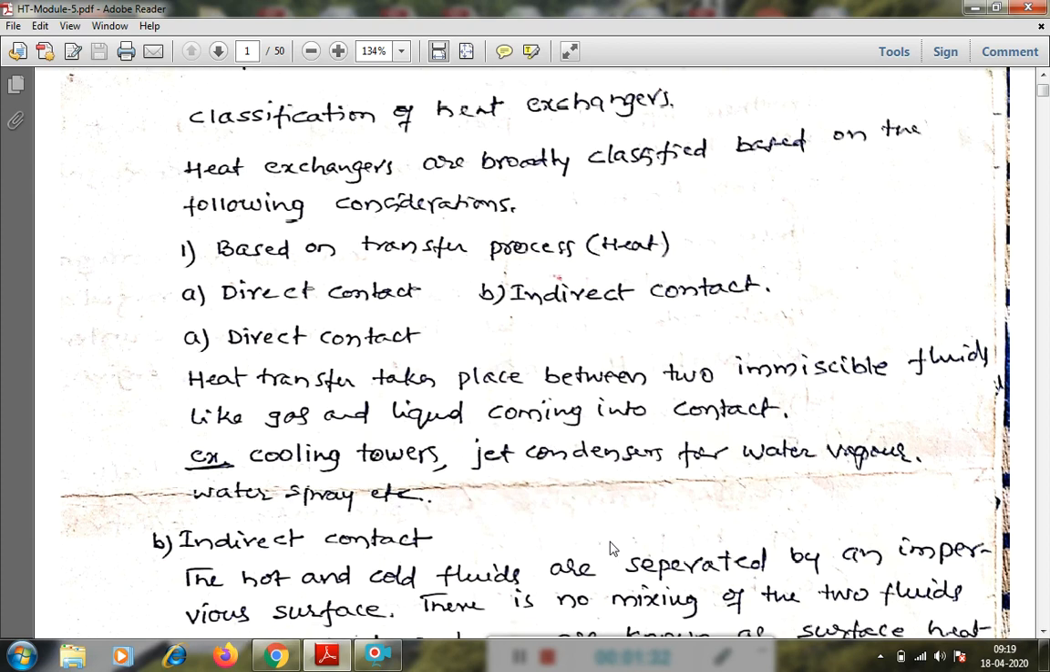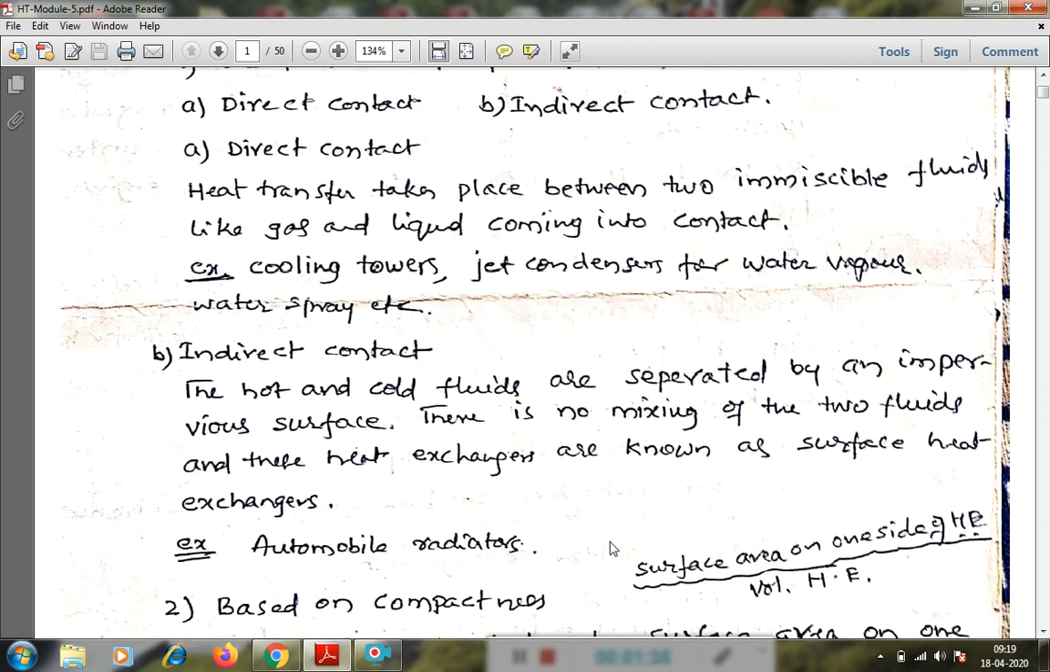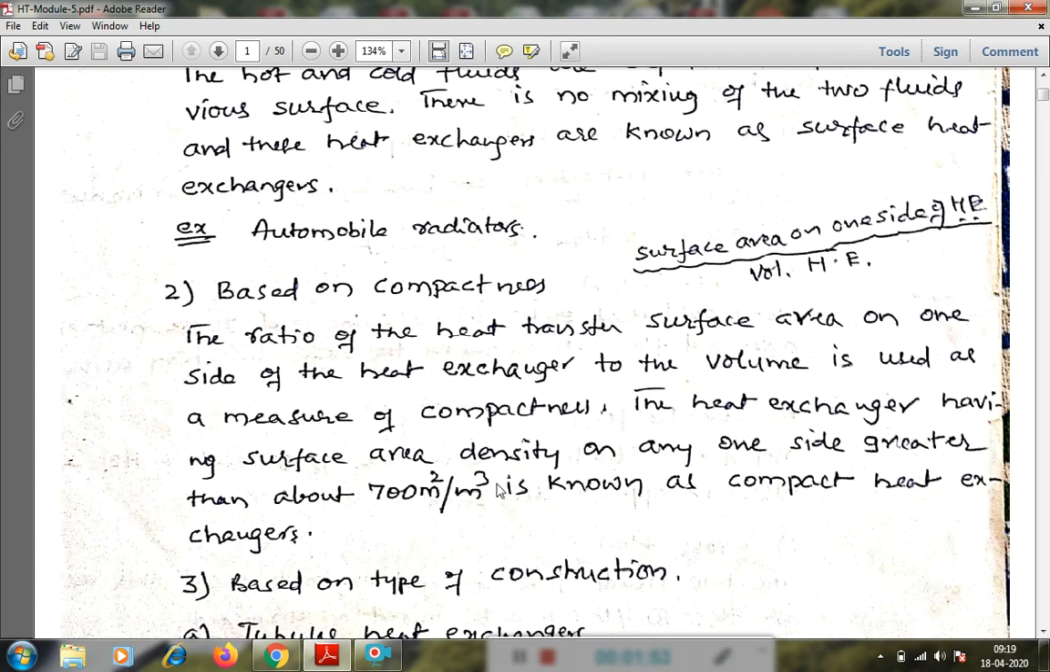Indirect contact heat exchangers means the two fluids between which heat is to be transferred do not come into contact with each other. They are separated by an impervious surface. There is no mixing of the two fluids, so only heat exchange takes place. An example of this type of heat exchanger is the automobile radiator.